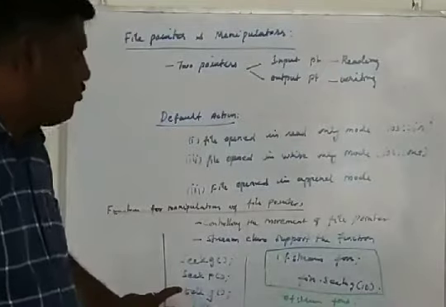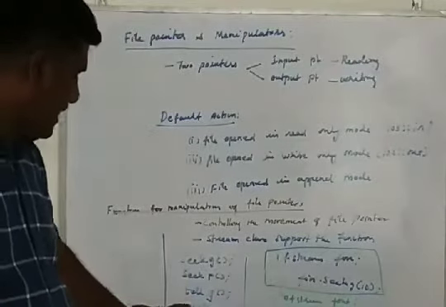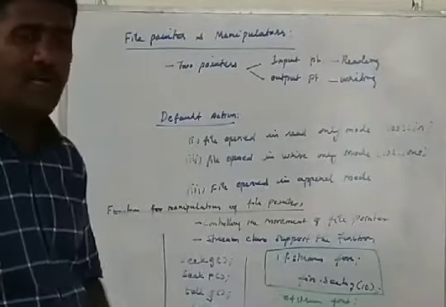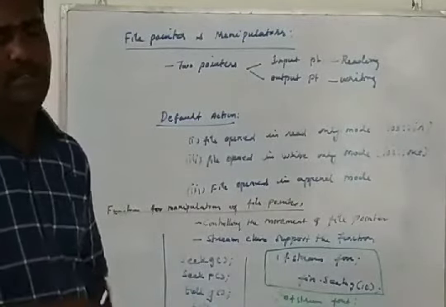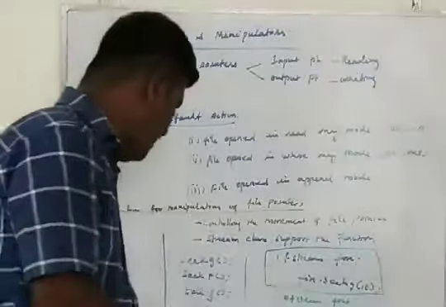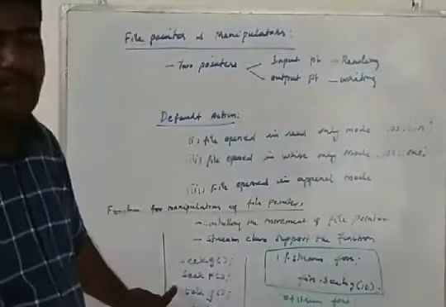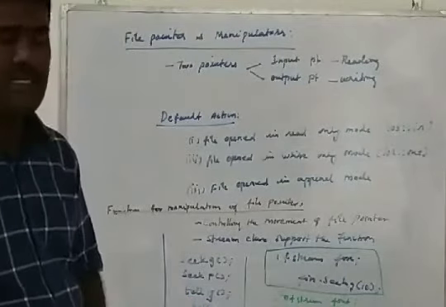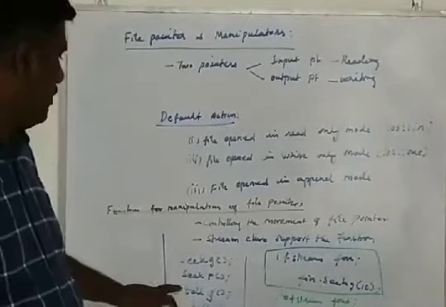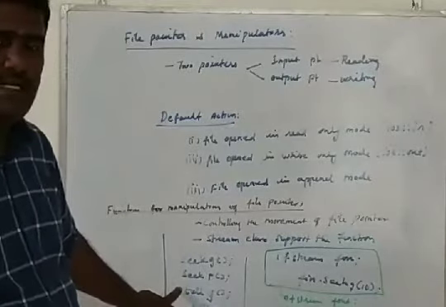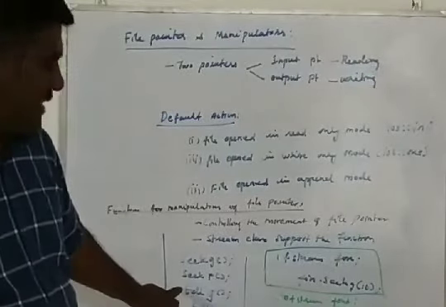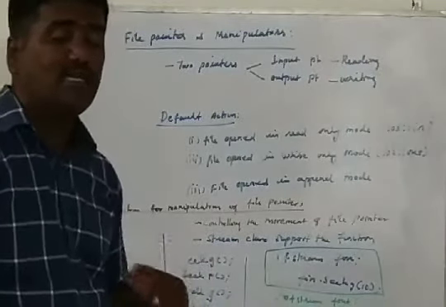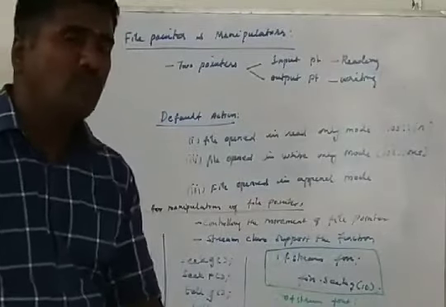Right. The next two functions are tellg and tellp. The tellg gives the current position of the input pointer. Tellp gives the current position of the put pointer, that is, the current position of the output pointer.